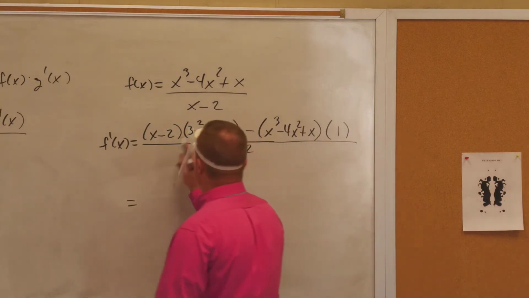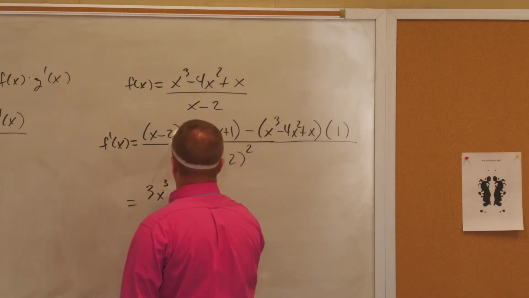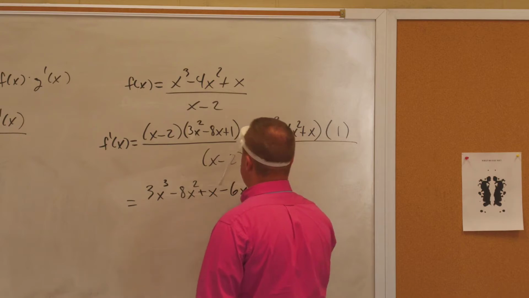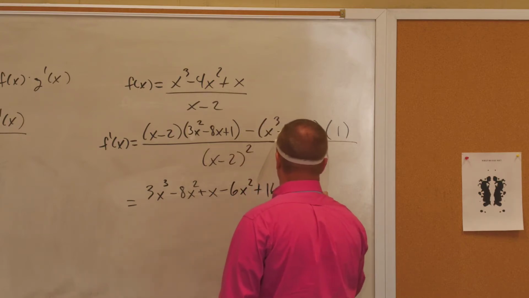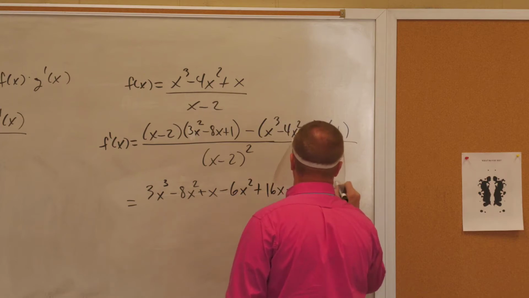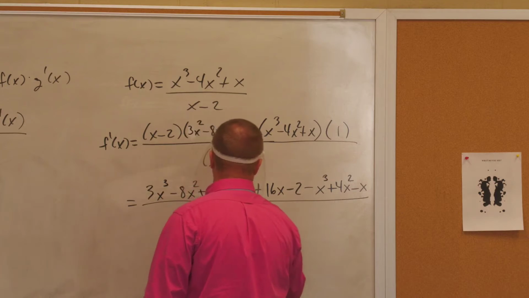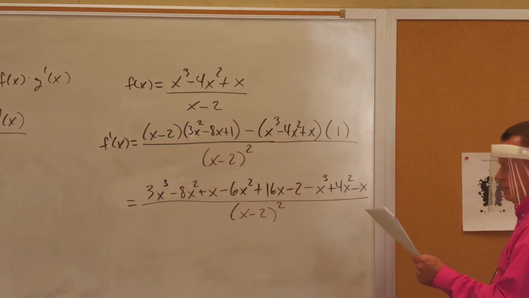So now I will have, when I multiply this out, 3x cubed minus 8x squared plus x, then minus 6x squared plus 16x minus 2, and then minus x cubed plus 4x squared minus x, over x minus 2 squared. Okay? I think that's right that time.